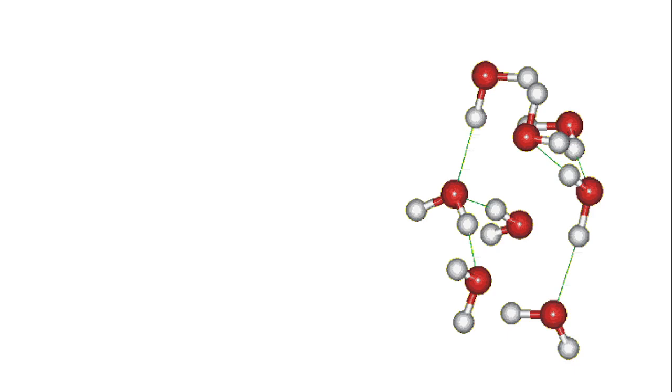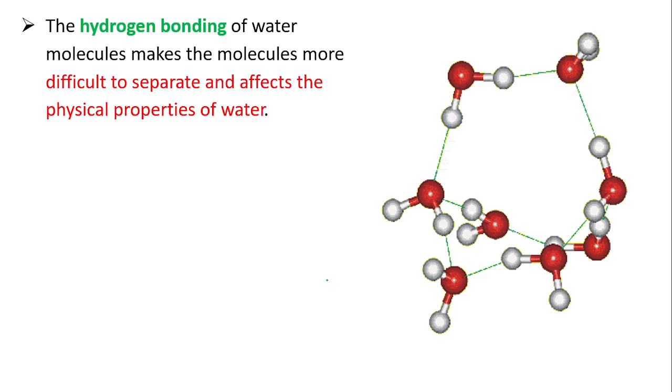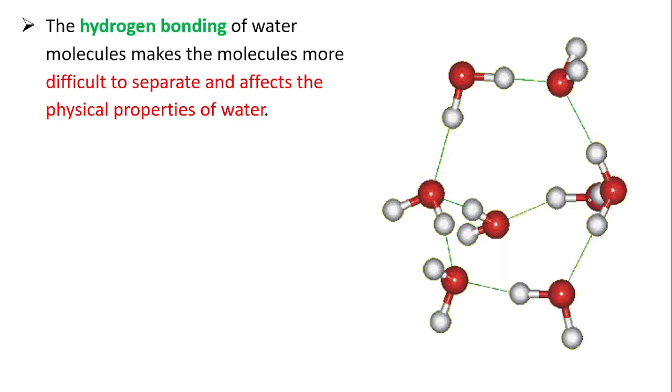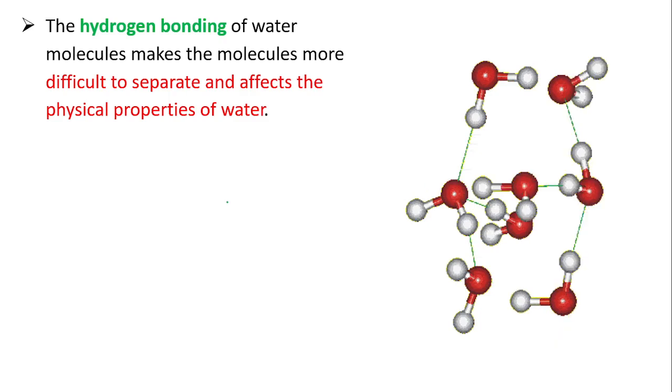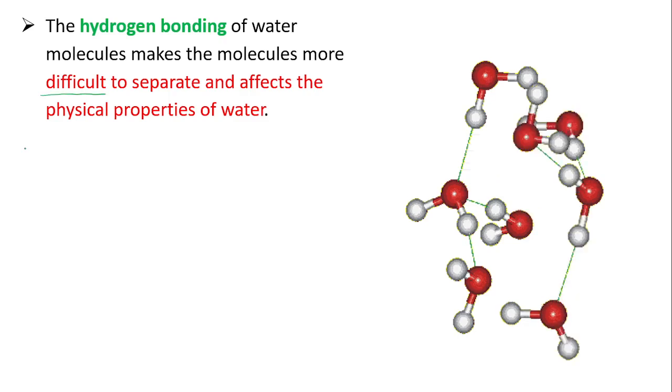The hydrogen bond. If you look at my picture here, at my animation on this side, you can see some green bonds. These green bonds are what we are calling the hydrogen bonds. Now, these hydrogen bonds are very strong, such that it's very difficult to separate two water molecules. As a result, most of the physical properties of water depend on the hydrogen bonds.